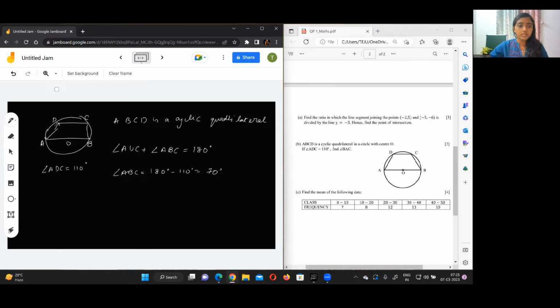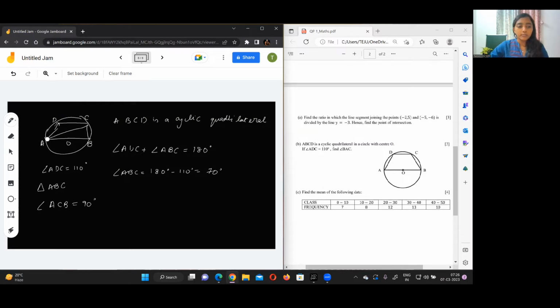Now we can consider triangle ABC. So let's just draw a line here and consider the triangle. In triangle ABC, we know that all three angles together should be equal to 180 degrees. That's a property of a triangle. Since this is a cyclic quadrilateral, the angle in a semicircle should be equal to 90 degrees. So angle ACB will be equal to 90 degrees, right?